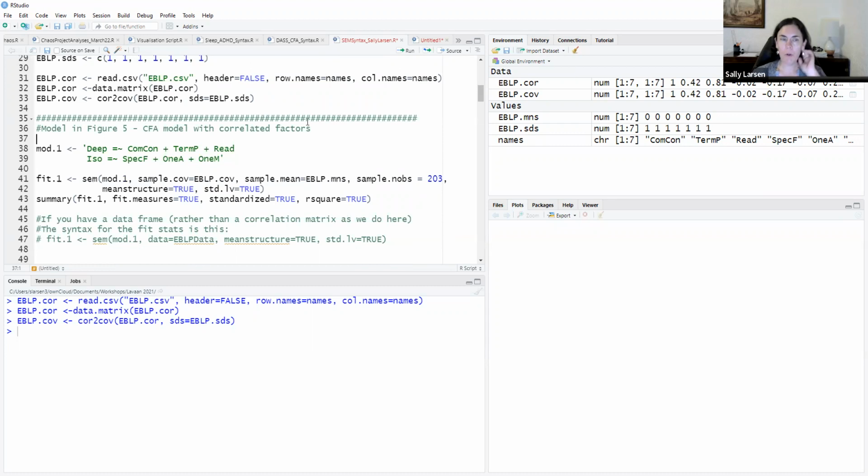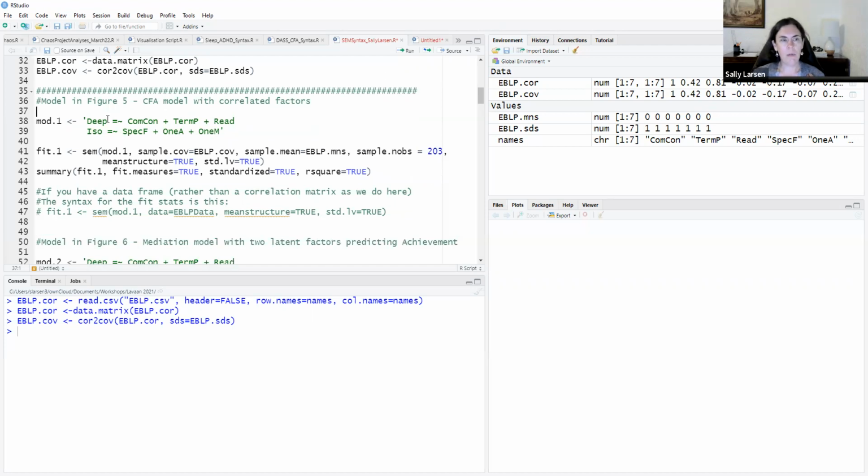Okay, so the first model that I showed you before was the 2 latent variables that were correlated. So 2 factors, each of them made up of 3 observed variables, and they're correlated with each other. So it's a pretty simple sort of model.